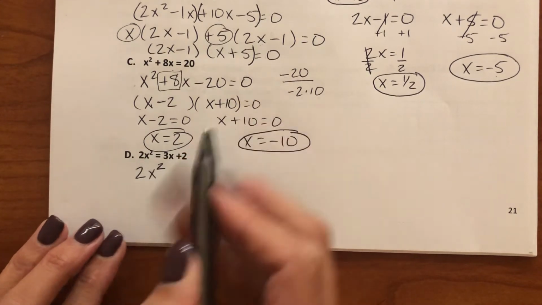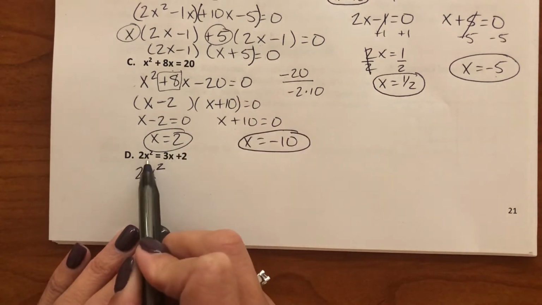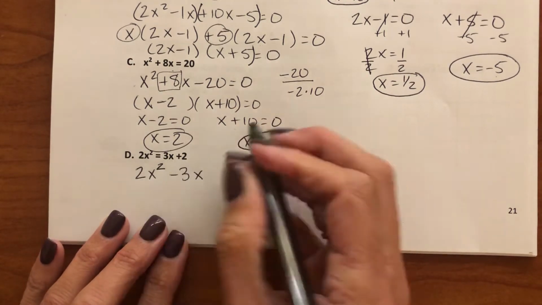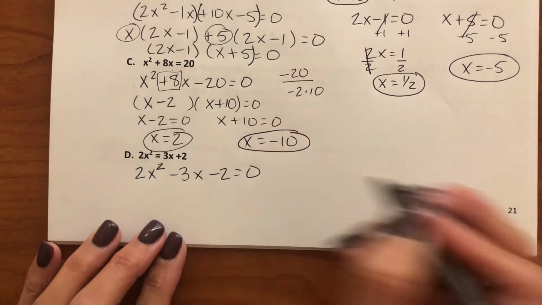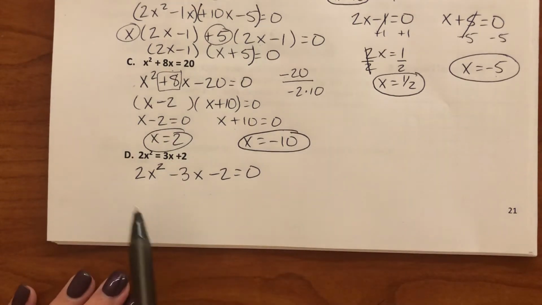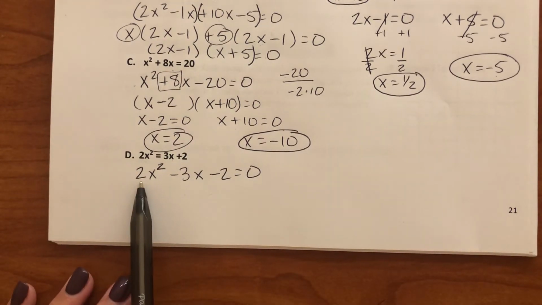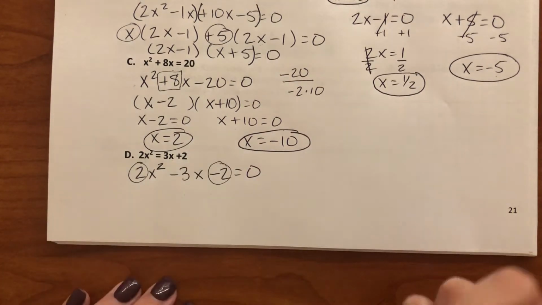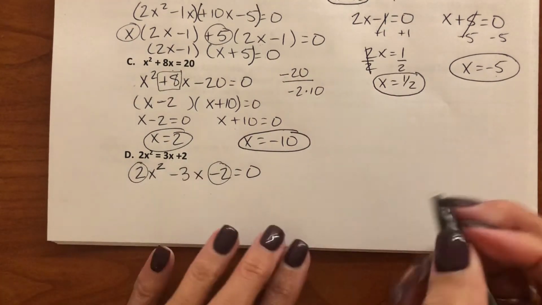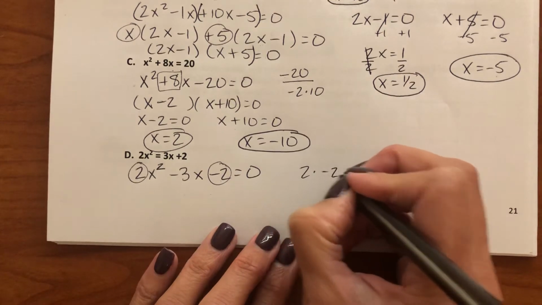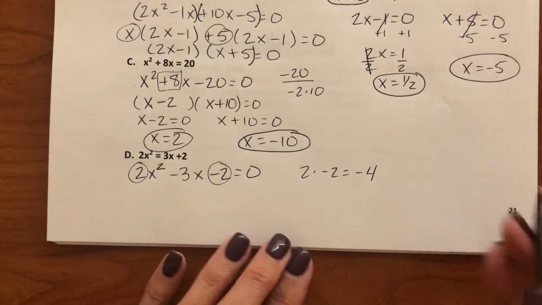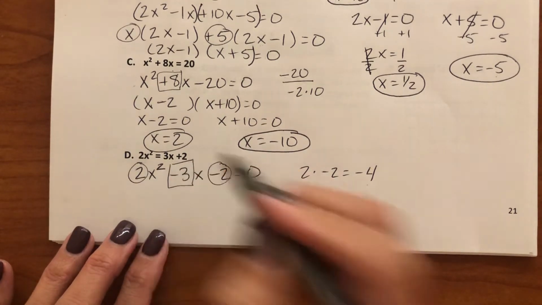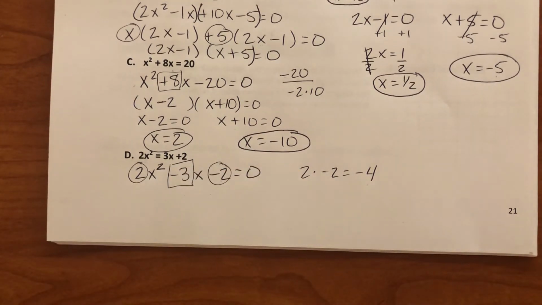So I need to set it equal to 0, so I'm going to bring this 3x over by subtracting it. Bring the 2 over by subtracting it. This is a trinomial, A greater than 1, so this one I'm going to multiply 2 times negative 2 here. So 2 times negative 2 equals negative 4. Now I'm looking for the factors of negative 4 that add to negative 3.